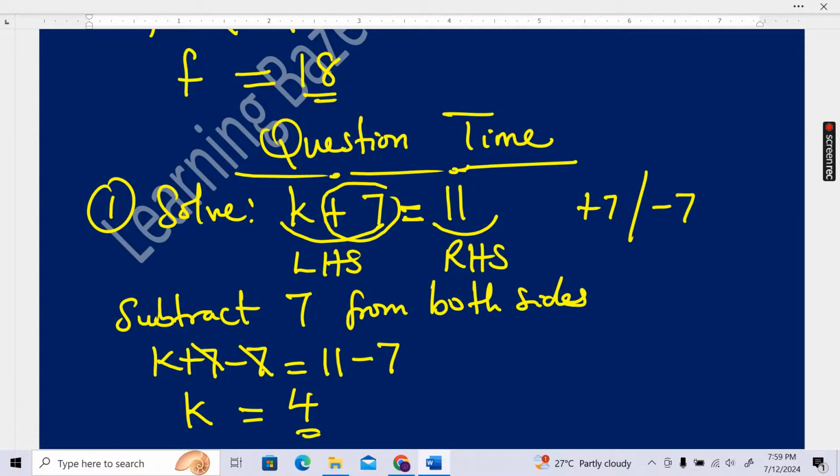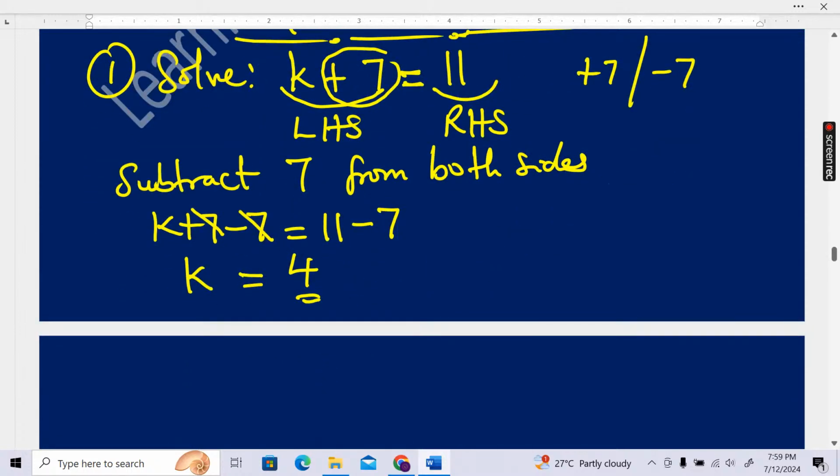If we replace the letter k with 4 and say 4 plus 7 is equal to 11, the statement is true, which means our answer is correct. So if you typed 4 as your answer, give yourself 4 stars.